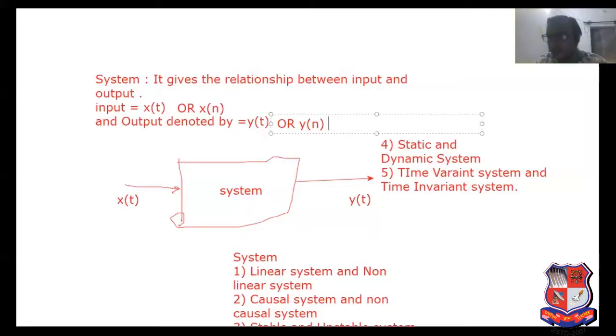Integration of unit impulse signal is known as unit step. Integration of unit step signal is known as unit ramp. Integration of unit ramp signal is known as unit parabolic. I will discuss this in the next lecture. So it is just an introduction related to system.